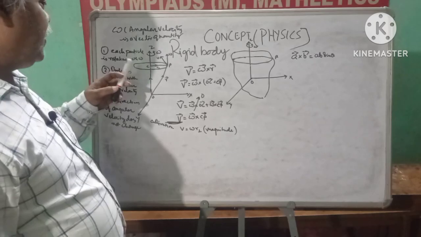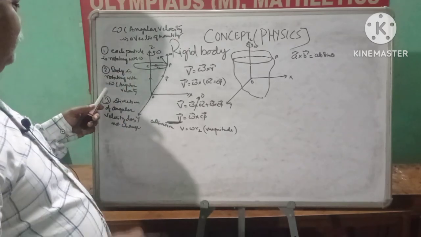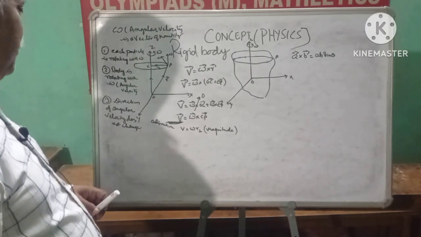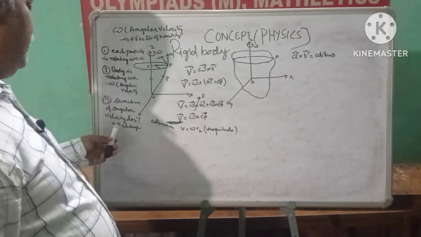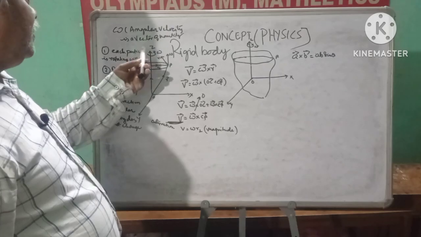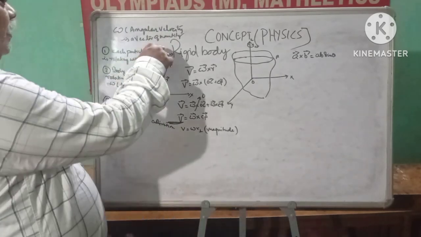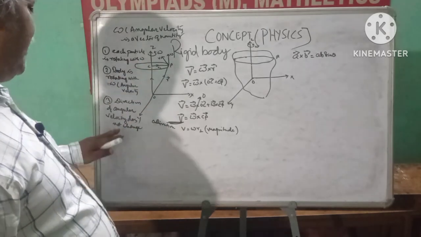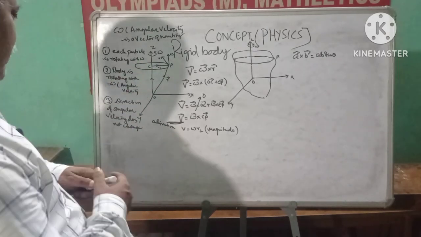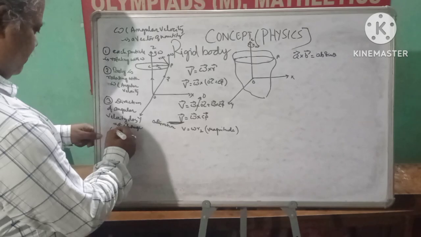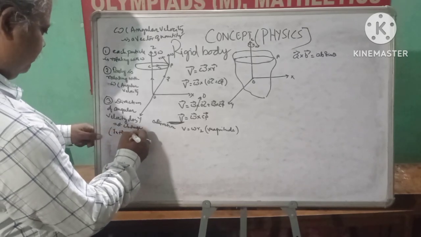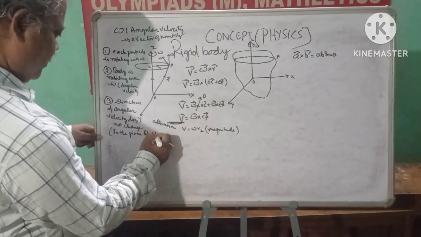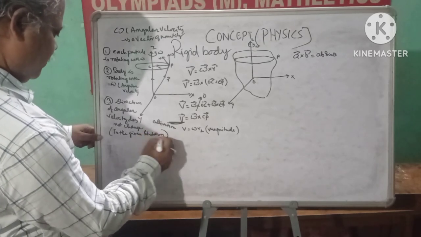Each particle is rotating with omega, and therefore we can consider the body is rotating with omega, and the direction of omega, the angular velocity, does not change. It will be in the z direction. In this case the direction will be constant, in the given situation. This is the concept I want to tell you.